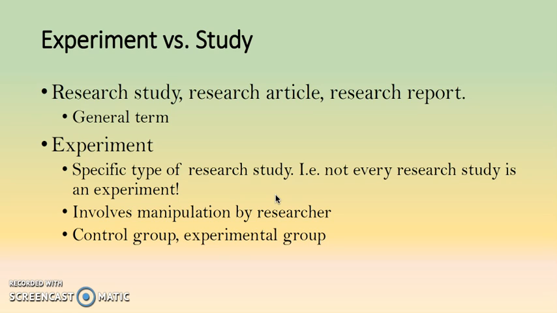And we're going to talk about this in more detail in week 6, but just to be clear, generally an experiment, we're defining it, involves some manipulation by the researcher. It's not just asking people questions or observing them in their everyday life. There's something going on, and oftentimes there's at least one control group and an experimental group.